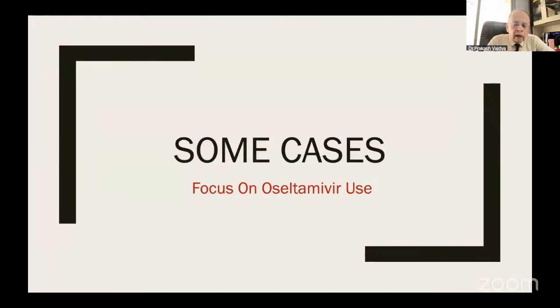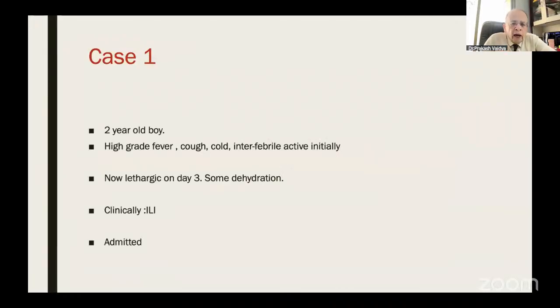And now I will invite my panelists to give me their expert opinions as I present some cases to them. So let us look at case one. This is a 2-year-old boy with high-grade fever, cough, cold. Initially, the child was afebrile and active. But now on day 3, he has become lethargic. His intake is poor, so there is some dehydration. So clinically, it looks like a so-called ILI, an influenza-like illness. And now we have admitted the child.